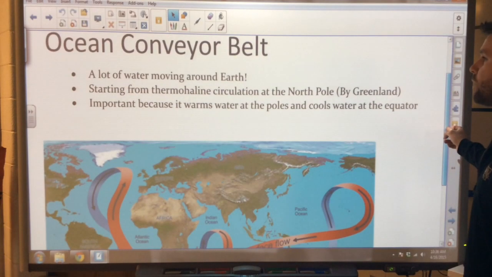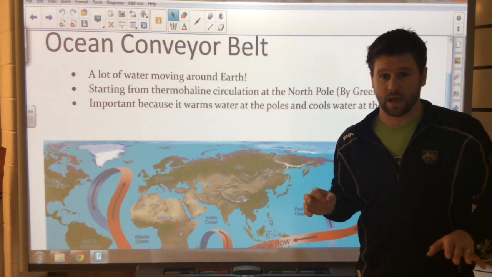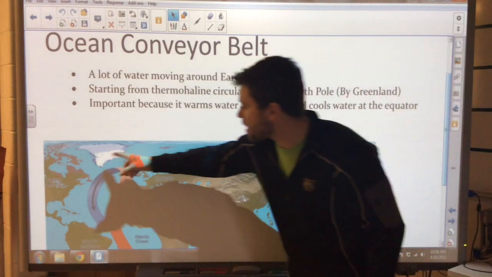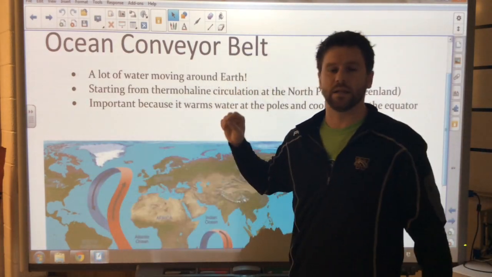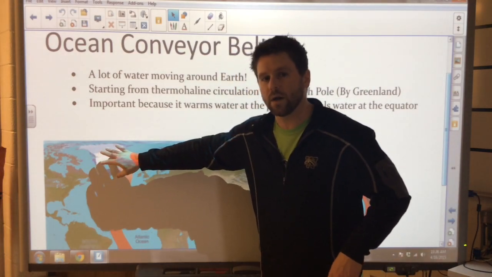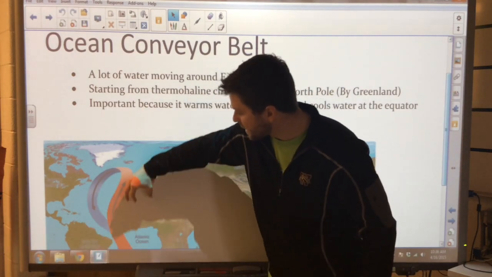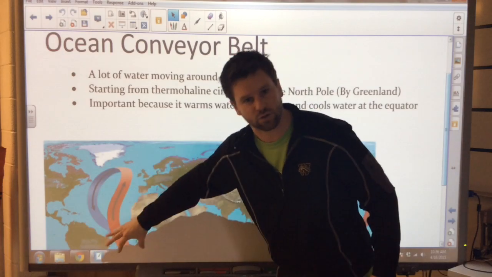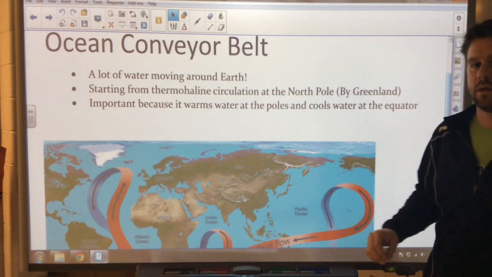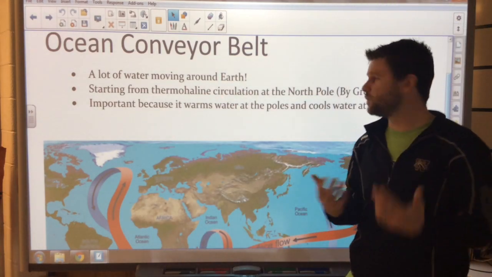But lastly, what I want to talk about is this ocean conveyor belt. All of our oceans are connected. They are connected, and we call it this ocean conveyor belt. The ocean conveyor belt starts up by Greenland, where we have very cold water becoming more dense and sinking. And as it sinks, it has to draw more water to replace it. And it draws that water from the warm water coming from the equator. So a lot of water is moving around Earth. All of the water moves around Earth.